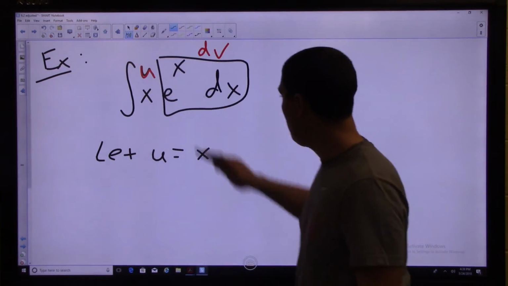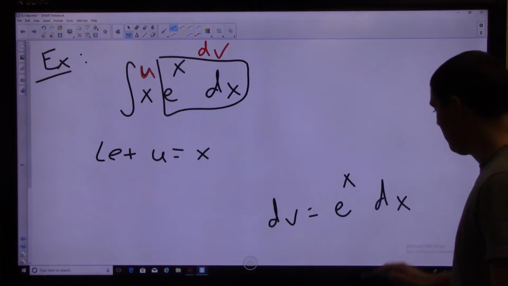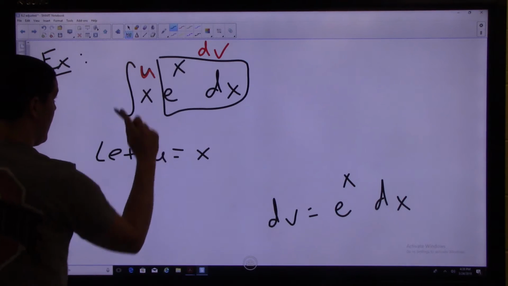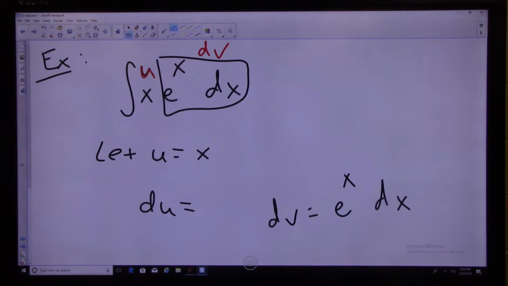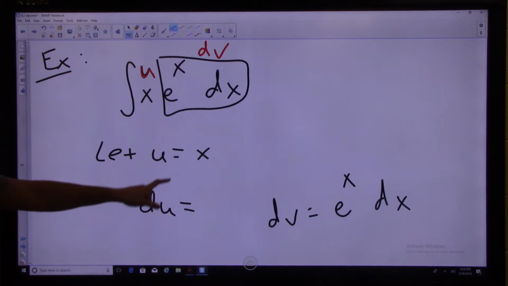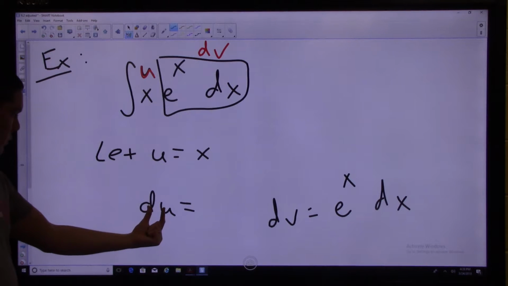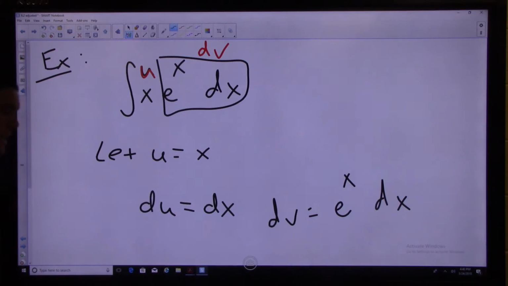Go back to black here. So dv is going to equal e to the x dx. Okay? So when we do this, we let u equal x and then dv equal e to the x dx. So to use the formula, we're going to have to figure out what du is going to equal. Well, we should be able to do that one real quick. What's the derivative of u with respect to x? Well, the derivative of that guy is 1, but if we want to find just du, it's going to be 1 times dx. So it's going to be dx. 1 times dx is dx.